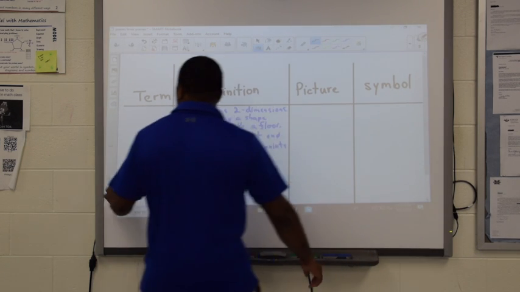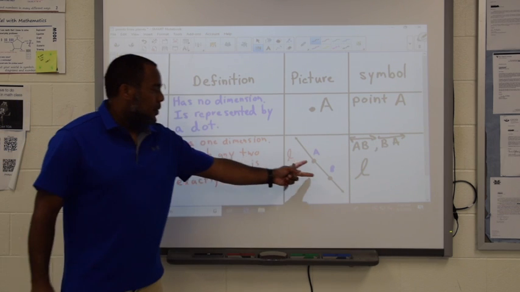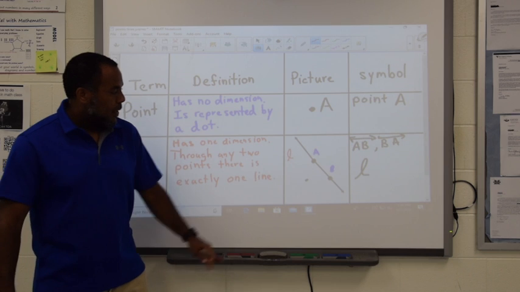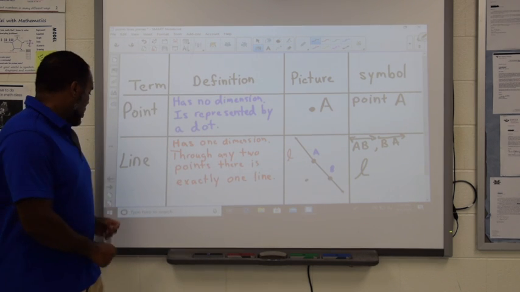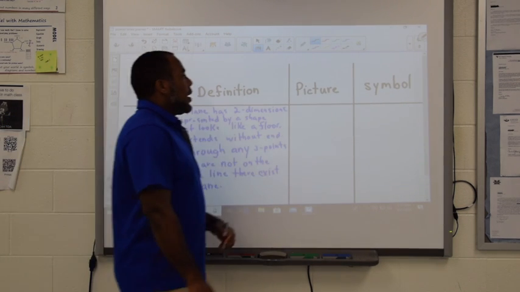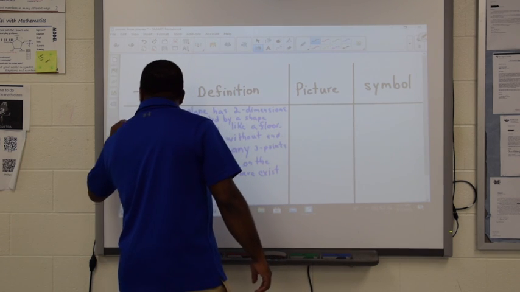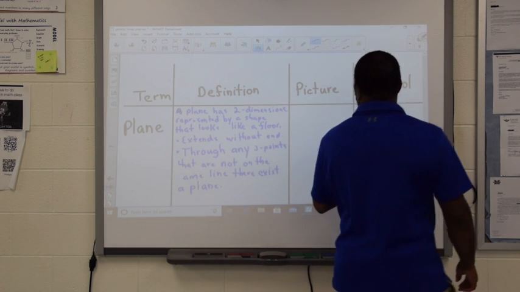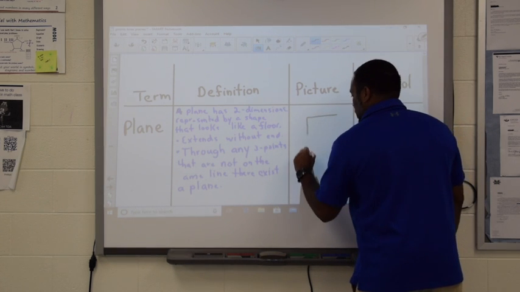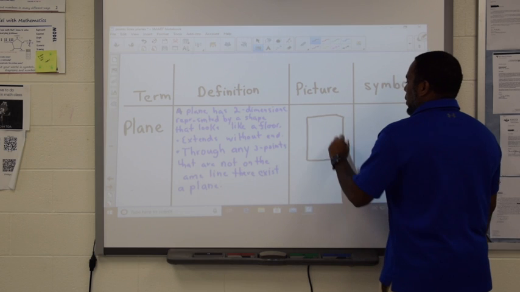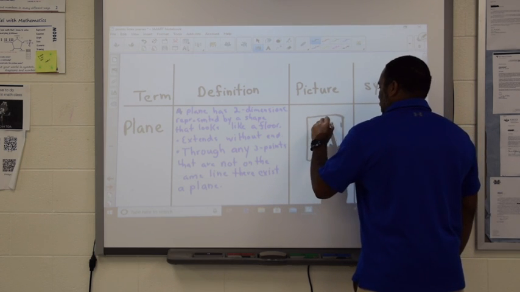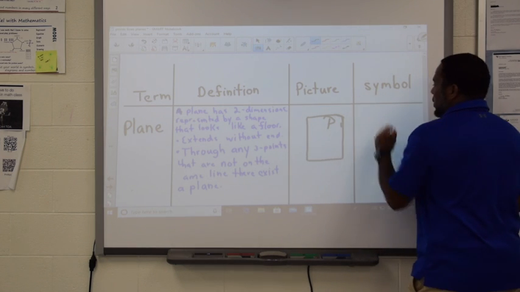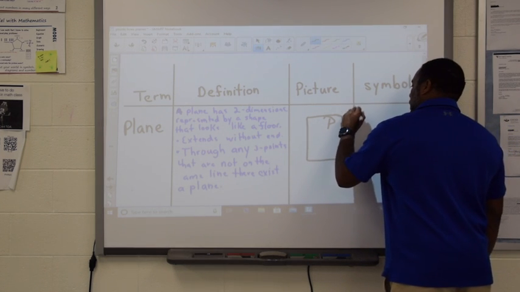So likewise, how we had the 2 points that made a line, once you introduce that 3rd point, now you have a plane surface that we can call plane ABC. So here our term would be plane, P-L-A-N-E. Our picture could be something that's just like this, plane, usually denoted with maybe a capital P for plane. The symbol could be plane P, where they would write plane P.